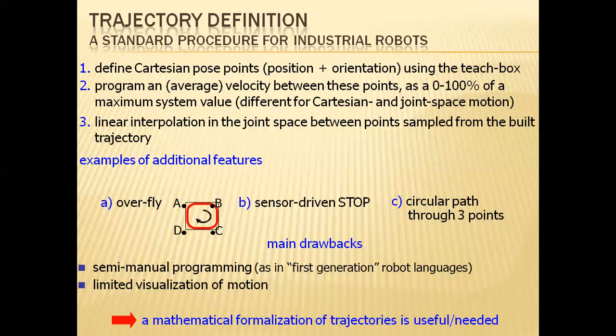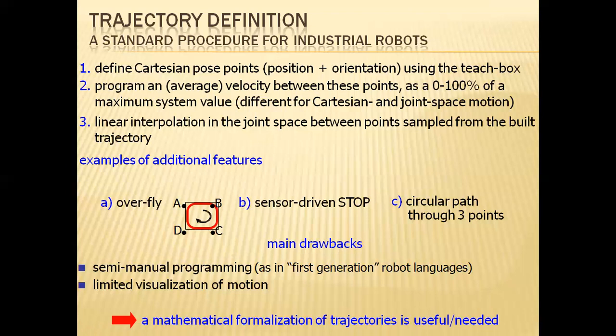Defining the Cartesian pose points. Cartesian pose points means the XYZ axis movements by the robotic links. So link 1, link 2, link 3, as we have specified in the robotic system, will be extended further. Next, the program and velocity between these points: just as we have discussed, from point 1 to point 2, how far the distance has to be moved, and actions need to be performed from 0 to 100% of the maximum system value.